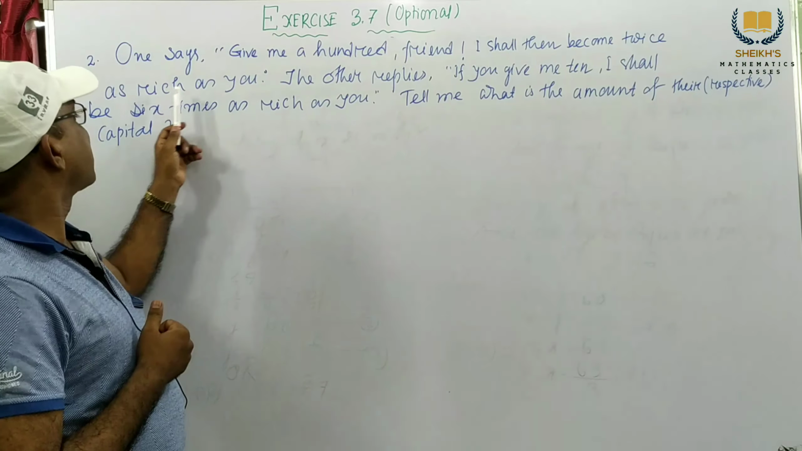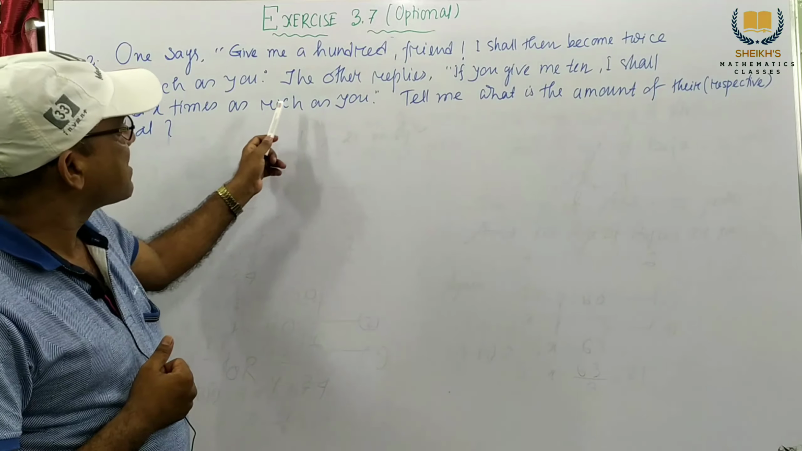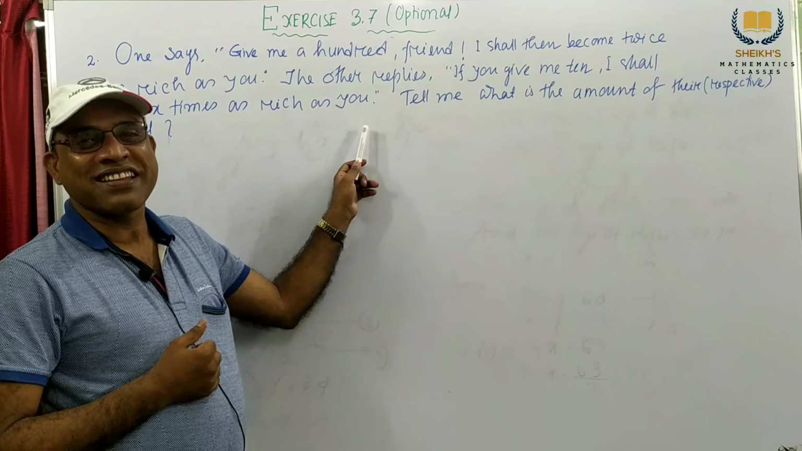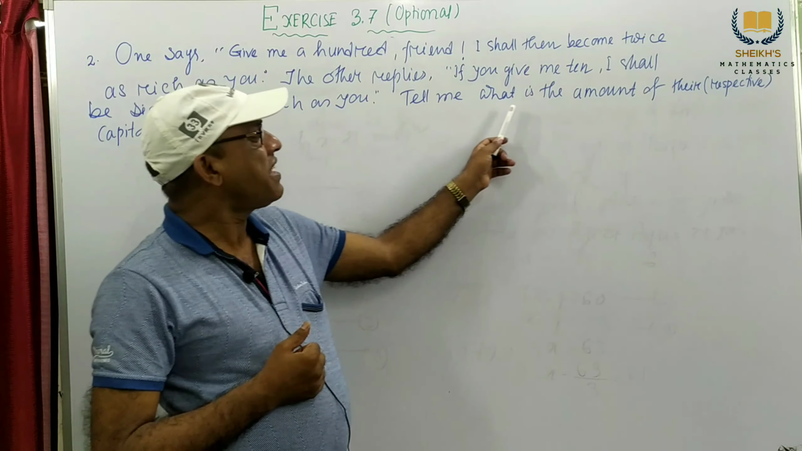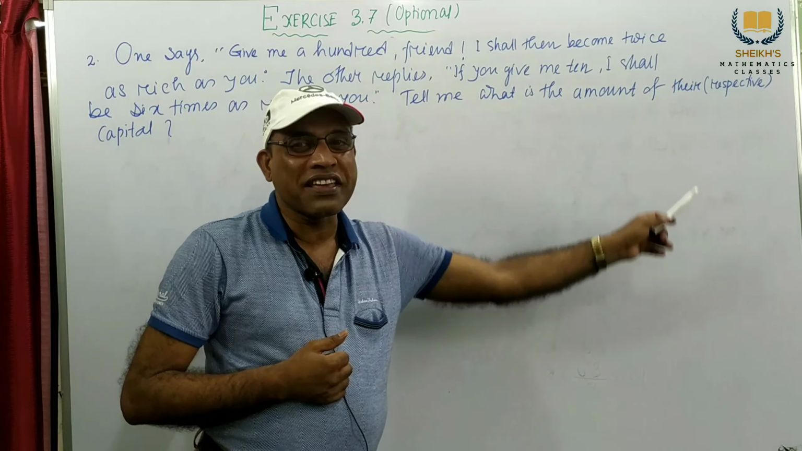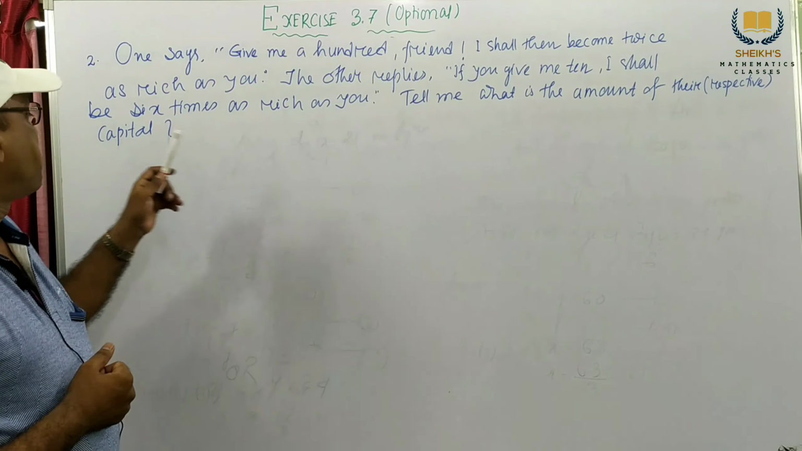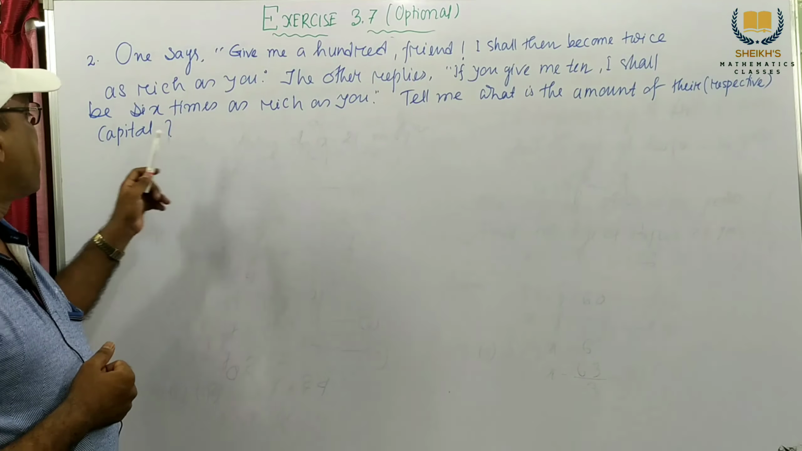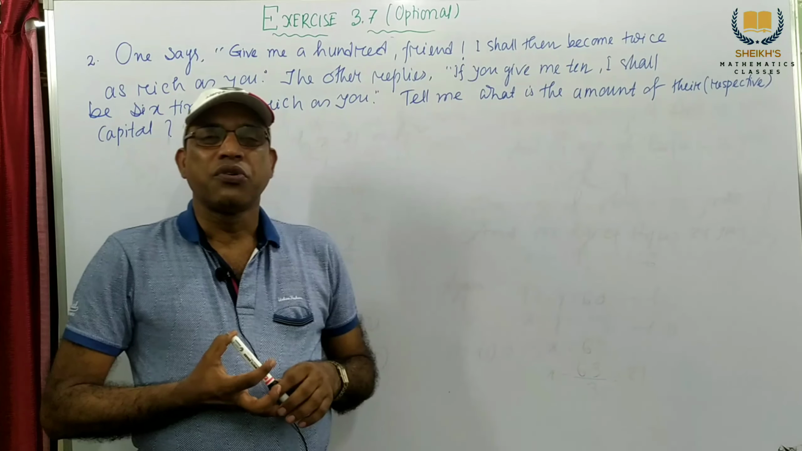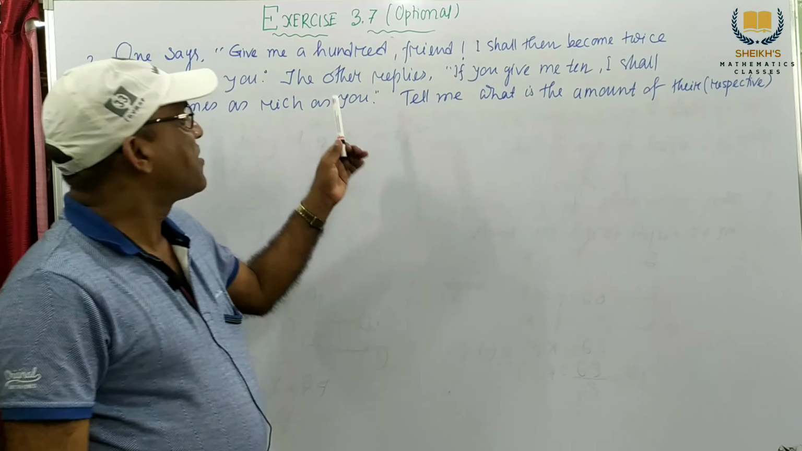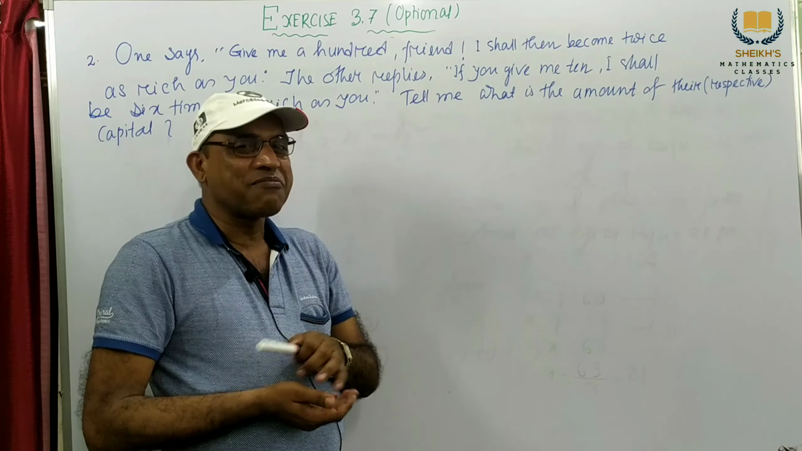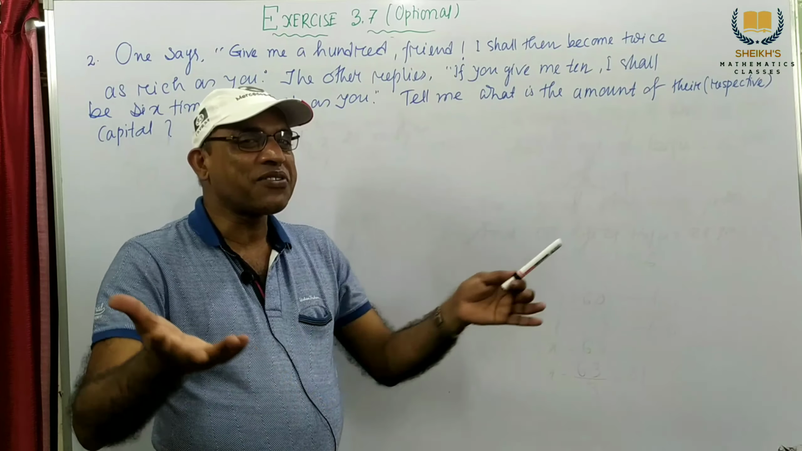The other replies, if you give me 10, I shall be 6 times as rich as you. Very interesting. Tell me, what is the amount of their respective capital? So, we want to find this. I don't know what the amounts are, but we know they are X and Y.